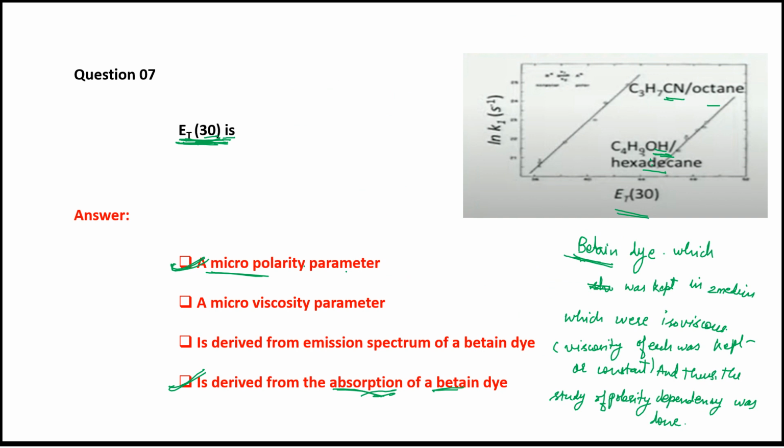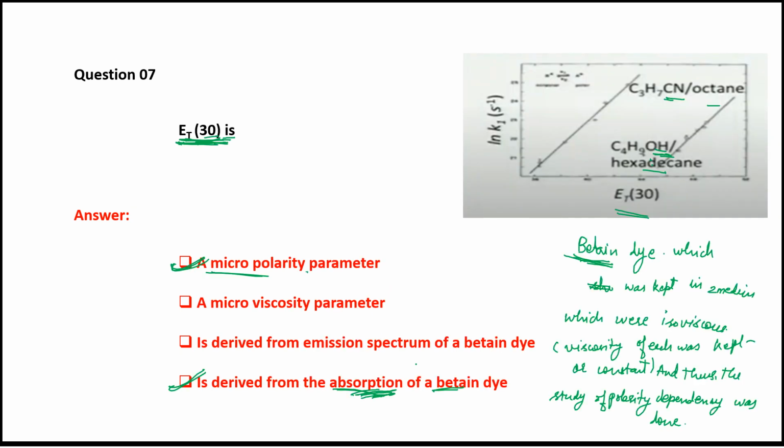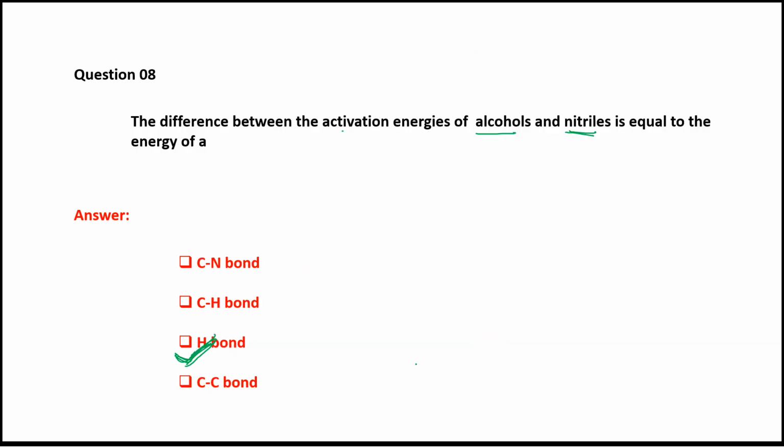Then we studied what is ET. So ET is a micropolarity parameter which is used to study how the polarity dependence happens in any dye. For this they had taken betaine dye which absorbs at 300 nanometers. This ET was derived using the value of absorbance of the betaine dye. Thus, the answer to this was that ET30 is a micropolarity parameter, which depends on the absorption of the betaine dye.